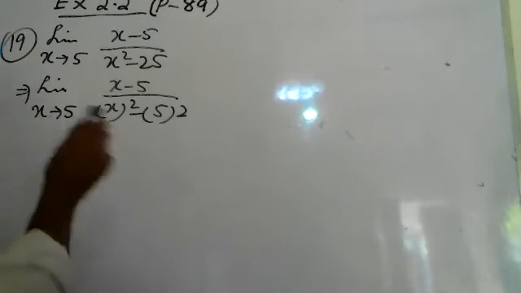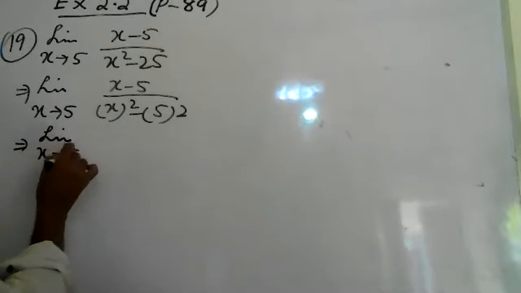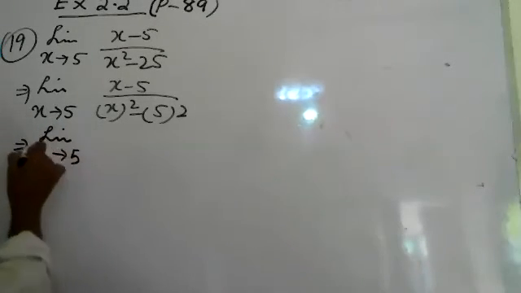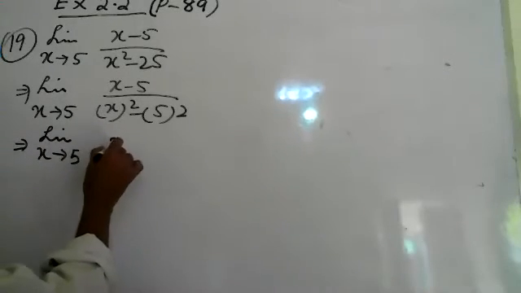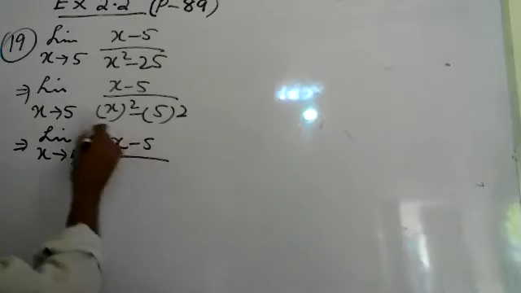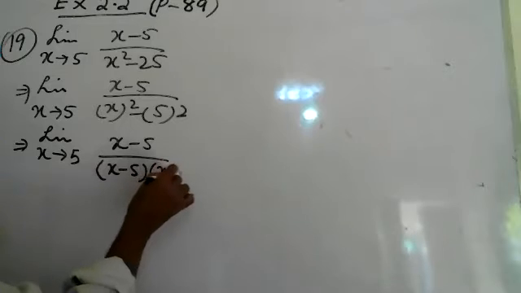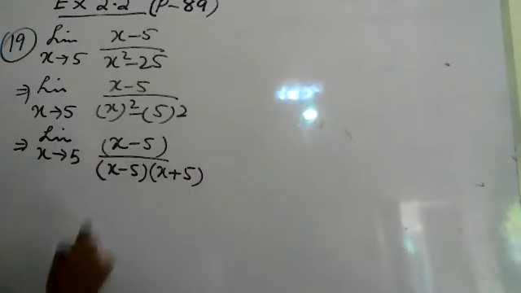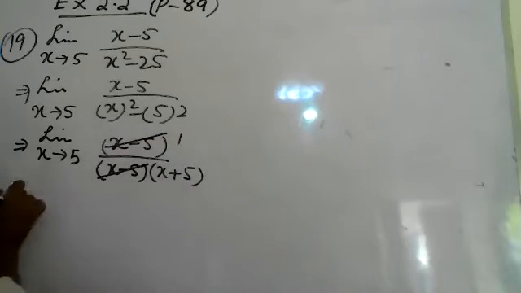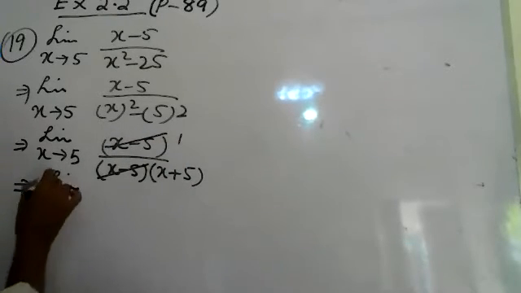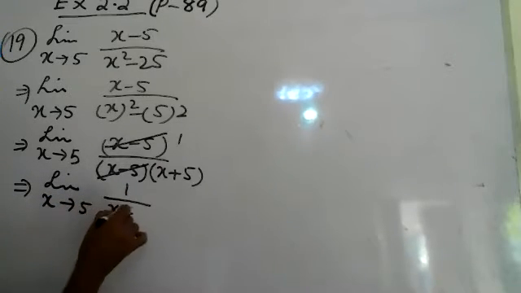Therefore, the limit will be written as it is. I told you, until x is there, we have to write the limit. Limit x tends to 5. So x minus 5 upon the factors of x whole square minus 5 whole square, which will be x minus 5 into x plus 5. These are the factors. So the x minus 5 is cancelled by x minus 5. We get only limit x tends to 5, 1 upon x plus 5.